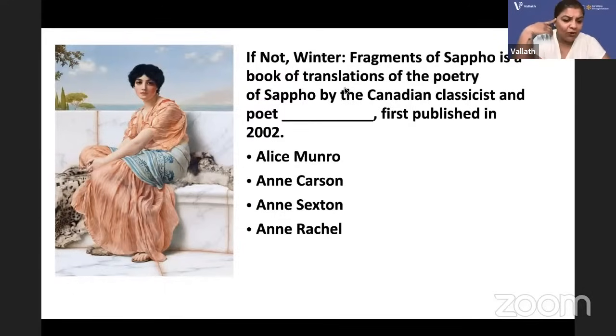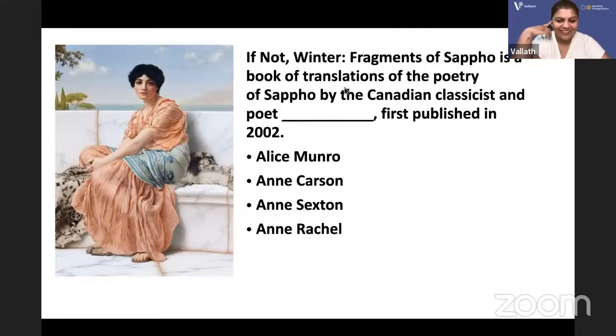Is it Alice Munro? No, Alice Munro was not a poet. She was the first Canadian Nobel laureate, a short story writer whose stories are set in Ontario. Is it Anne Carson? We have heard of Rachel Carson. Have you heard of Anne Carson? Anne Sexton? No, Anne Sexton was a confessional poet from America. Anne Carson or Anne Rachel? Who do you think wrote this book, Ankita?